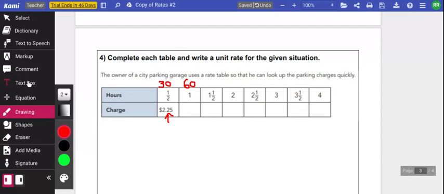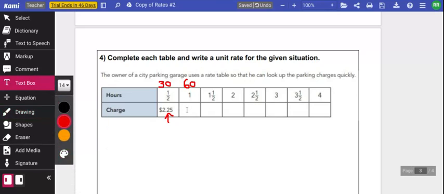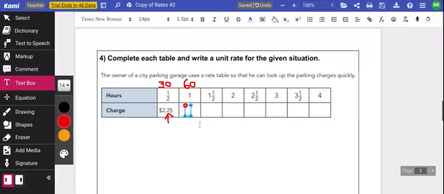So what I can do here is I can add a text box in here, click this T for text box, and click right here. That way I can simply type $4.50, okay? So if it's $2.25 for half an hour, it's $4.50 for an hour.